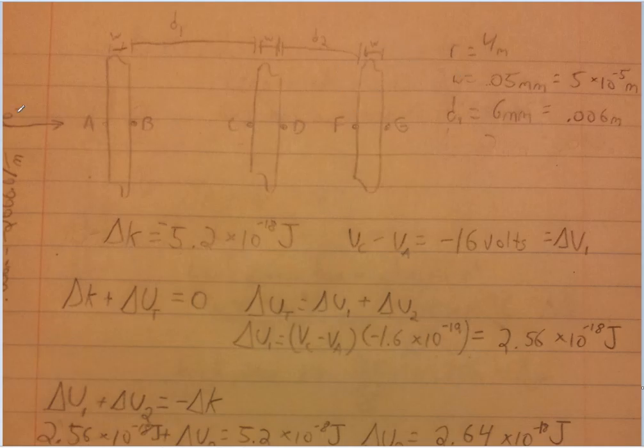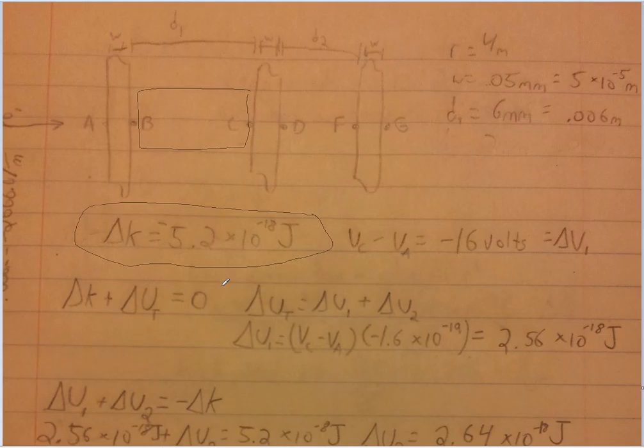So here we have an electron traveling through each of the capacitors through these tiny holes from point A to point G, and all the way through its travel from A to G, it has a total loss of kinetic energy of negative 5.2 times 10 to the negative 18th, which we found right here. And we're also given the potential difference between these two capacitors, B and C, which is negative 16 volts. This says VC minus VA, but it's supposed to be VC minus VB. It's my mistake on my work.